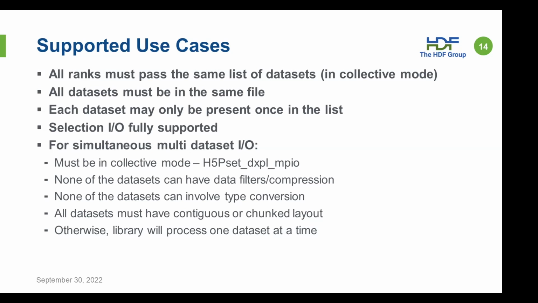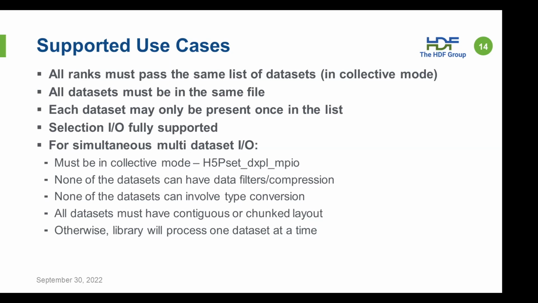None of the data sets can have data filters or compression, right? We haven't written a special algorithm for multi-data set with compression yet. And none of the data sets can have type conversion. That's a pre-existing requirement for collective IO to be handled in a collective manner. And we haven't implemented a collective type conversion yet.